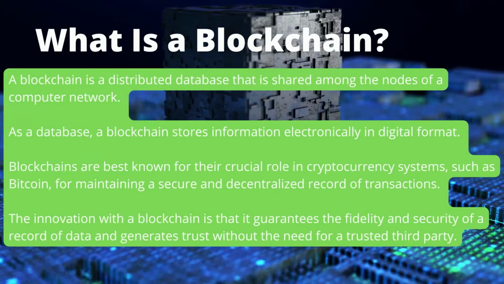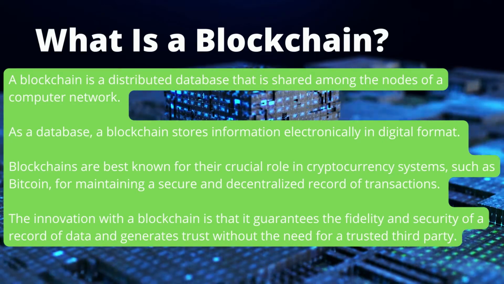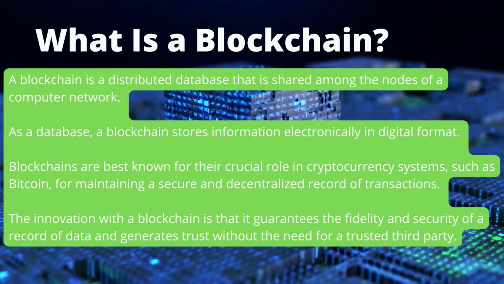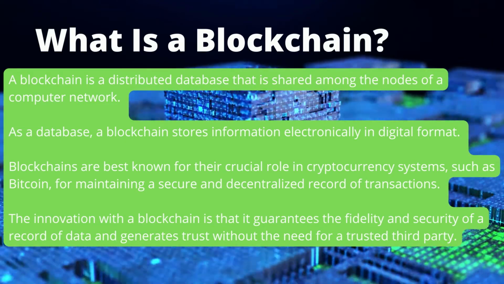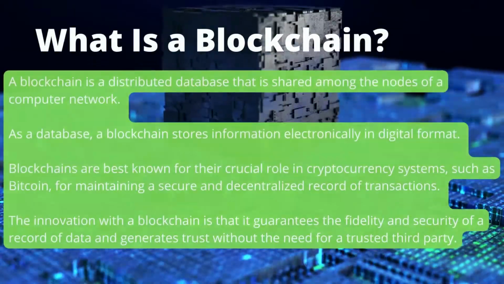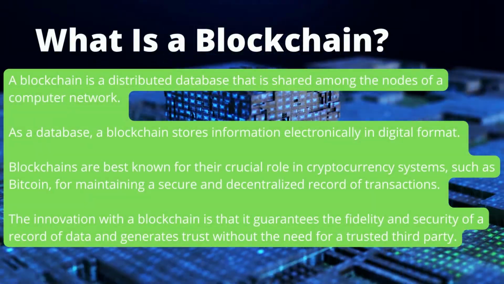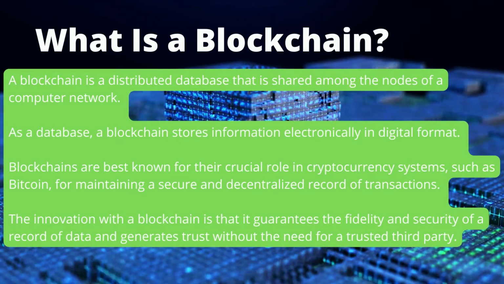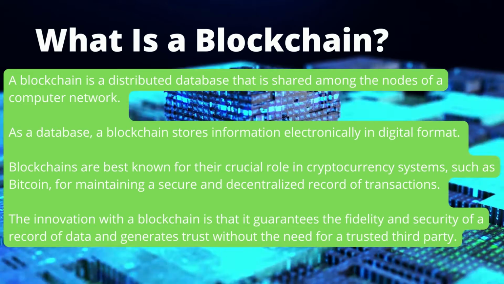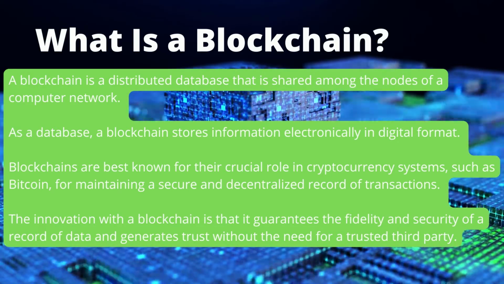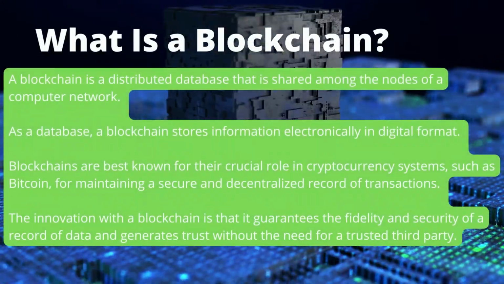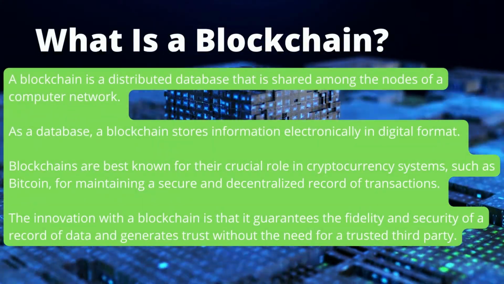What is a blockchain? A blockchain is a distributed database that is shared among the nodes of a computer network. As a database, a blockchain stores information electronically in a digital format. Blockchains are best known for their crucial role in cryptocurrency systems such as Bitcoin for maintaining a secure and decentralized record of transactions. The innovation with the blockchain is that it guarantees the fidelity and security of a record of data and generates trust without the need for a trusted third party.